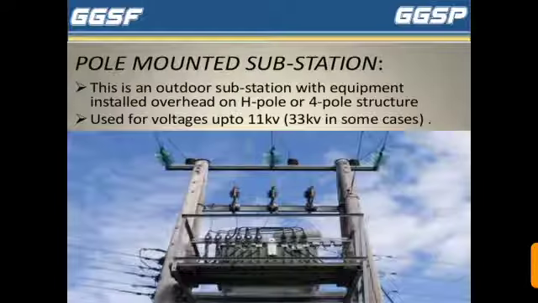Next is pole mounted substations. This is an outdoor substation with equipment installed overhead on H-pole or 4-pole structures. It is used for voltages up to 11 kV. In some cases, it is also used for 33 kV.